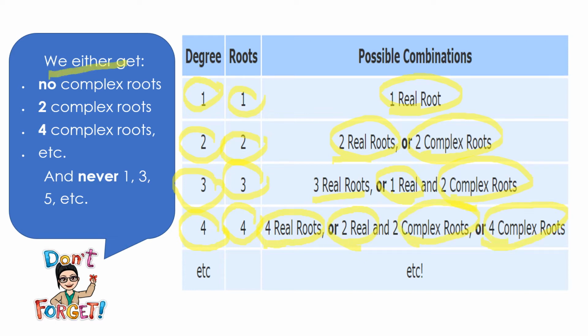So we either get no complex roots, 2 complex roots, 4 complex roots, and so on and so forth, and never 1, 3, 5, and all odd numbers, because it was stated earlier that complex roots should come in pairs, so the number of complex roots should be an even number only.